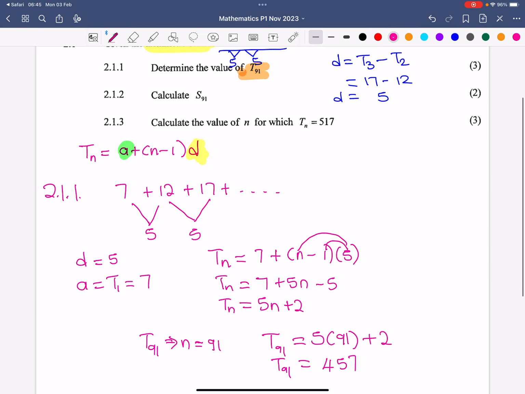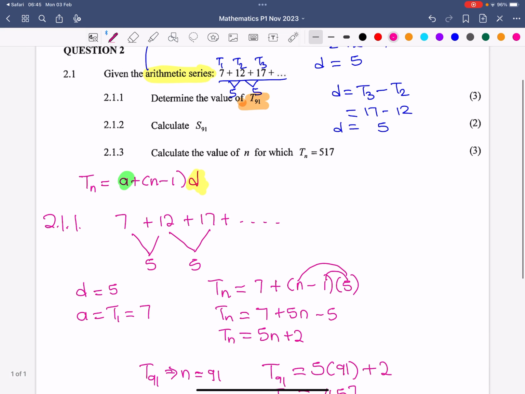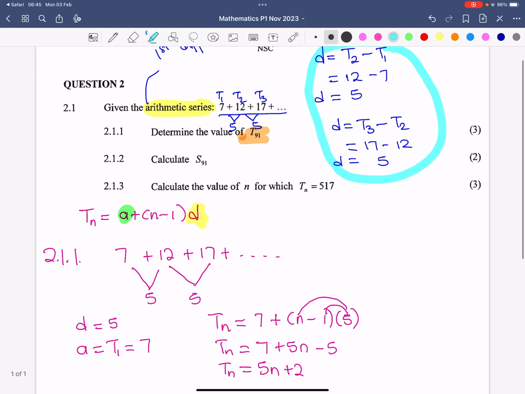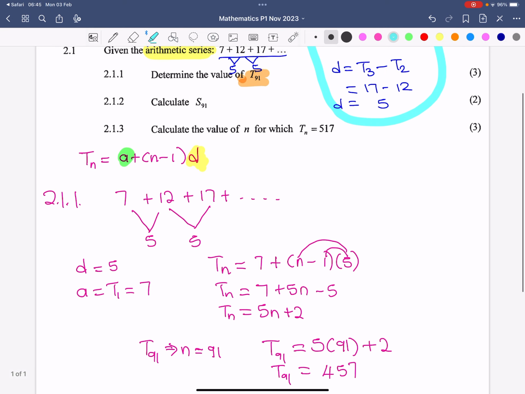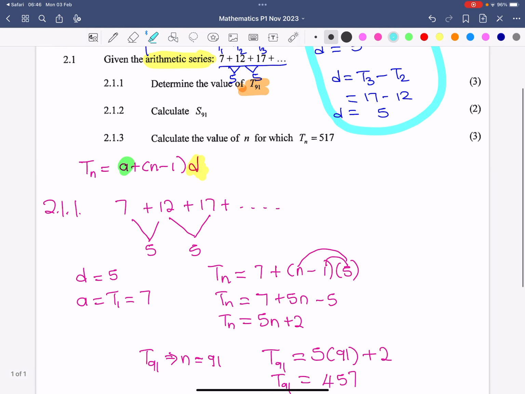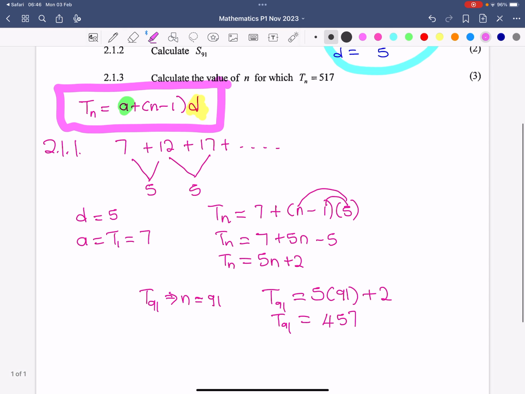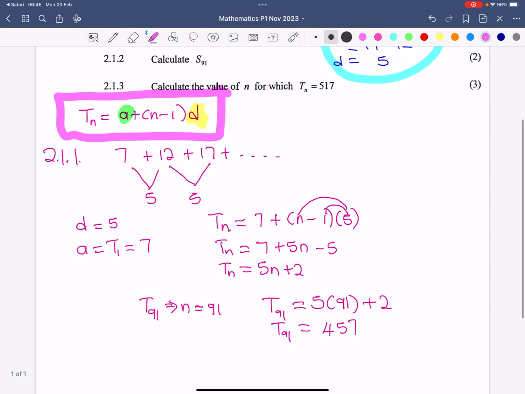So let's recap this question. The first thing was for us to verify this is an arithmetic sequence by checking if we have a common difference. How do we determine common difference? This is the approach here. We must subtract two consecutive terms, T2 minus T1, T3 minus T2. So subtract that, and then we got our general formula. So remember this is the formula that we use for arithmetic sequences or series.